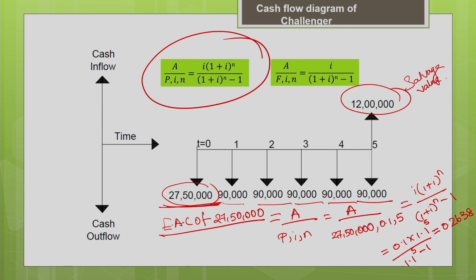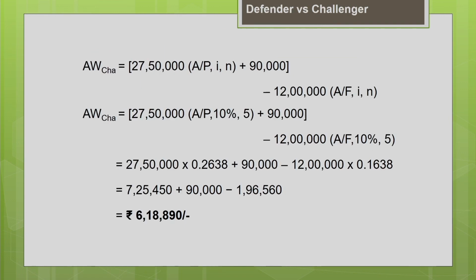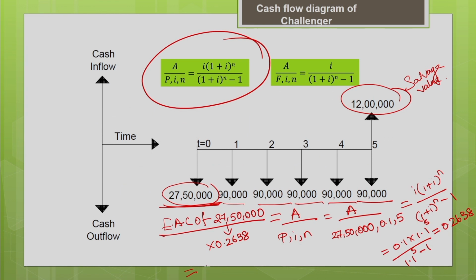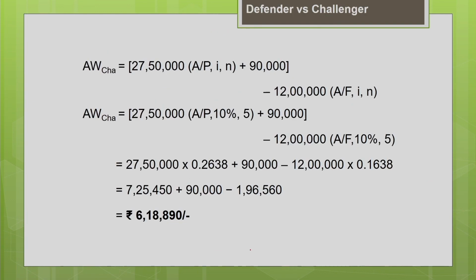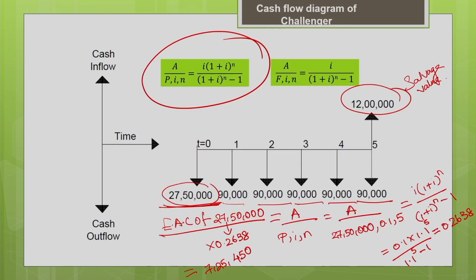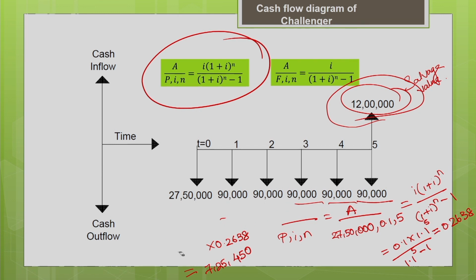To find the equivalent annual cost, I have to multiply the initial cost by 0.2638. If you multiply both, you will get the equivalent annual cost as 7,25,450. You can see, this is what we have estimated. Now, the operating cost is already annualized, so you need not convert that into equivalent annual cost; it is already an equivalent annual cost. Now, we are going to calculate the equivalent annual cost associated with the salvage value of the machine.